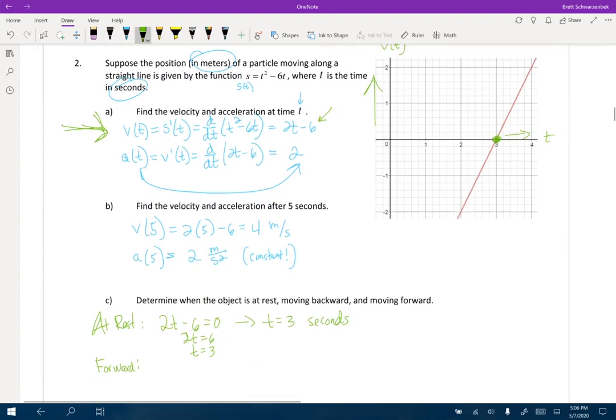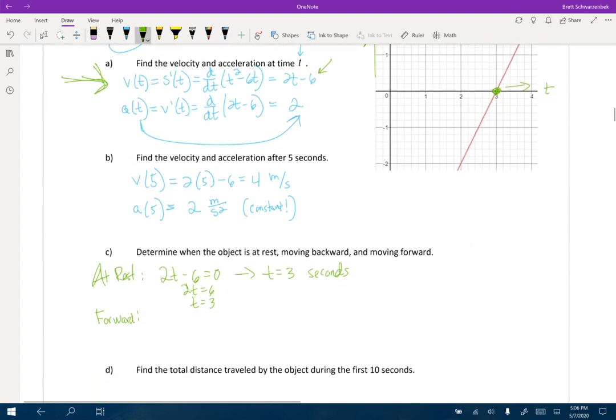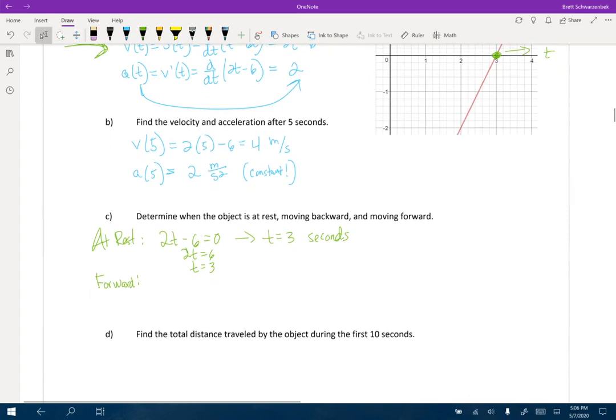In this problem, they don't specifically give you values. This over here should say, write this, 0 is less than or equal to t is less than or equal to 10. So let's use that. It looks like we're moving forward whenever 2t minus 6 is greater than 0. That's going to be for t greater than 3, which is going to be from 3 to 10. For this one, let's do this just to do something different.